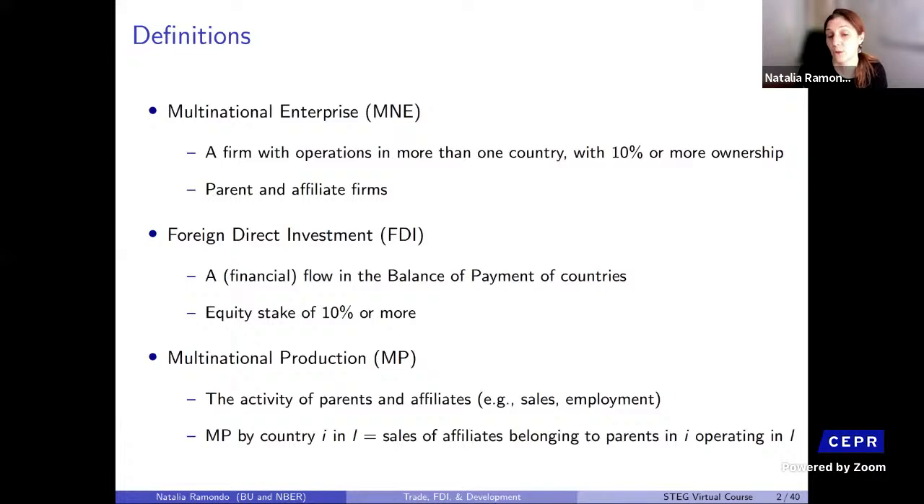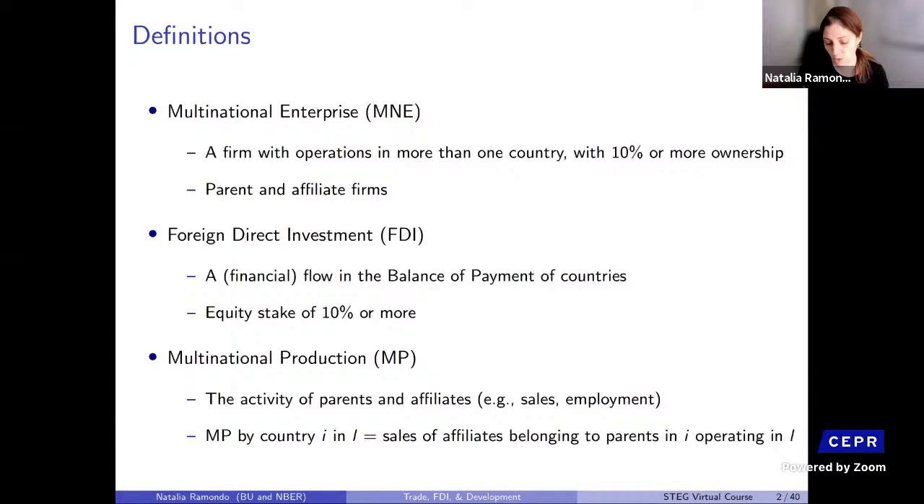So I'm going to be referring by MP by country I, meaning multinationals from an origin country I, in a country L, that is the host country where they operate. And for instance, in general, I will be using sales. So I will refer to MP by country I in L as sales of affiliates belonging to parents in I operating in L. So that's going to be the language.